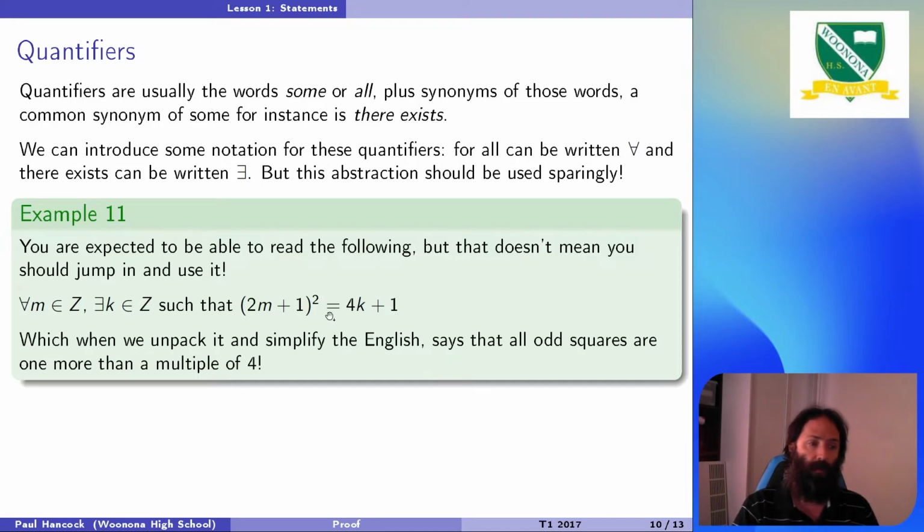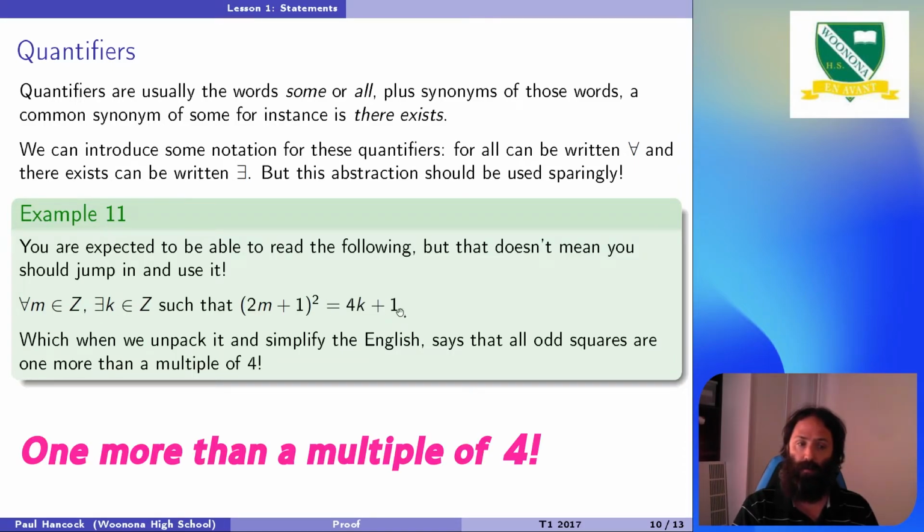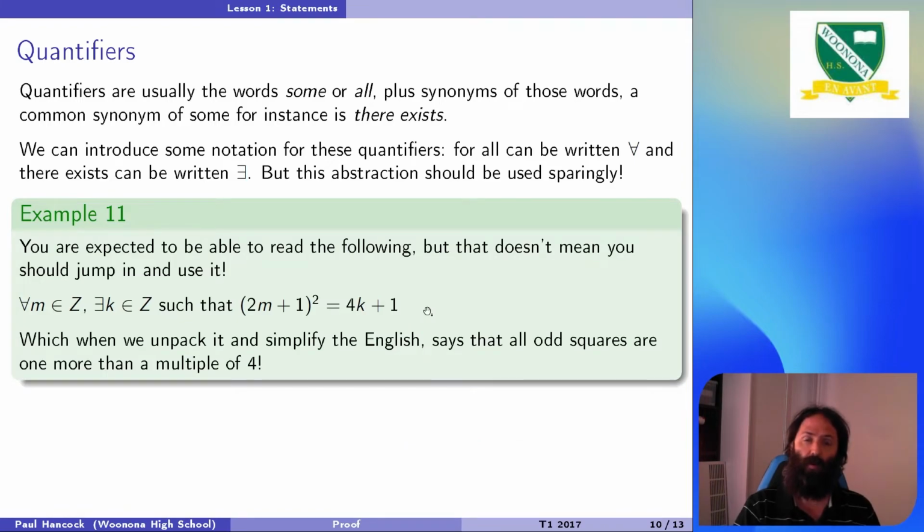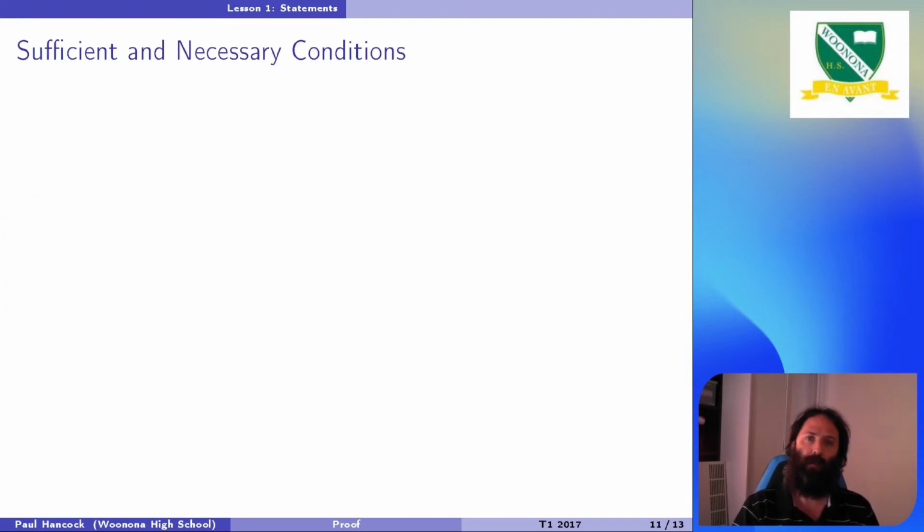It's saying for all m, and here we're saying 2m+1, that's an odd number, and we're squaring it. So for all odd square numbers, we're saying there exists a k, and this is one more than a multiple of 4. So we're saying that all odd square numbers are one more than a multiple of 4. And that's what we're saying here. So it looks scary, but we should be able to unpack it with practice so we can see what it actually says.